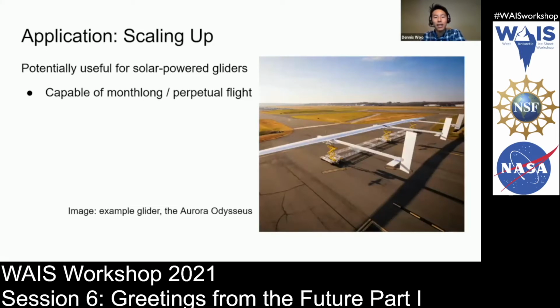And finally, one application of a radar-equipped UAV that Thomas and others in the lab are looking into is towards solar-powered gliders. So an example of what one looks like is in the picture, and this is the Aurora Odysseus model. The Aurora Odysseus is capable of half a year-long flights or more, even perpetual flight. And scaling a UAV up to a solar-powered glider is more conceptual right now, but we're keeping it in mind, and building a working radar-equipped Penguin B would certainly help with the scaling up process.